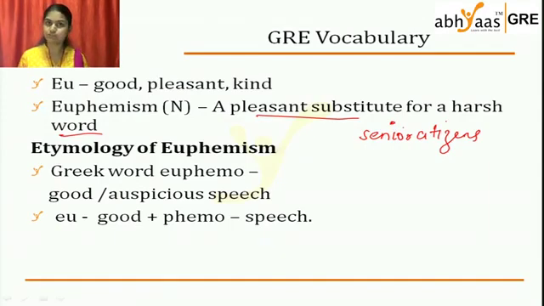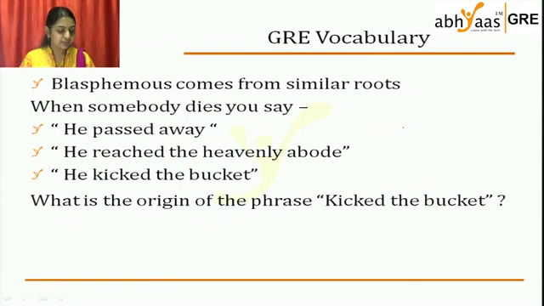A pleasant substitute for the harsh word. Good. "Eu" means pleasant or kind, and "pheme" means speech. Got it, guys? Euphemism: a pleasant substitute for a harsh word. Now you have blasphemous. Blasphemous speech.